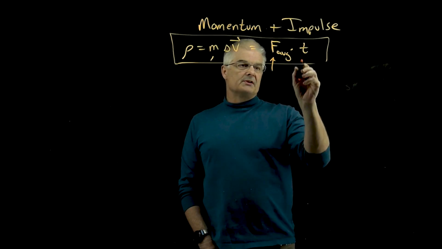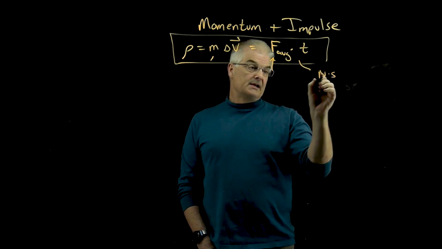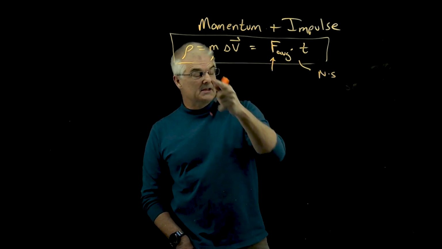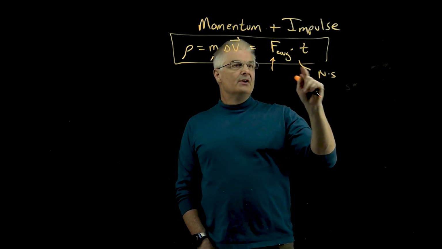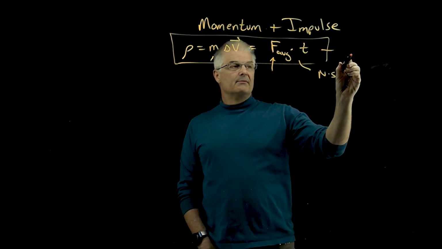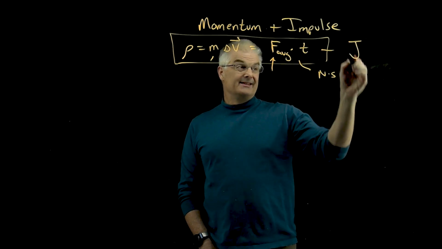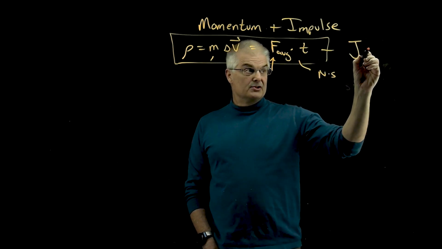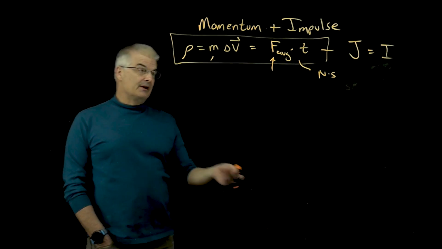What would be the units on impulse? Impulse's units are going to be a Newton times the second, which is still the same as kilogram meters per second, but we call it a Newton second. And as a note, the symbol for impulse, it's kind of weird, I like to just use capital I, but technically it's a J. I have no idea why a J, but we can also say that equals I. Okay, and this is a vector.